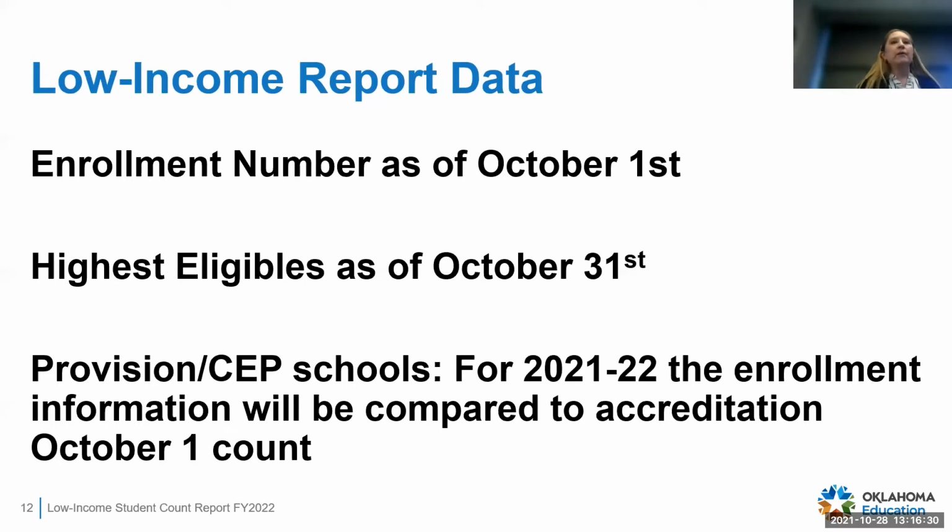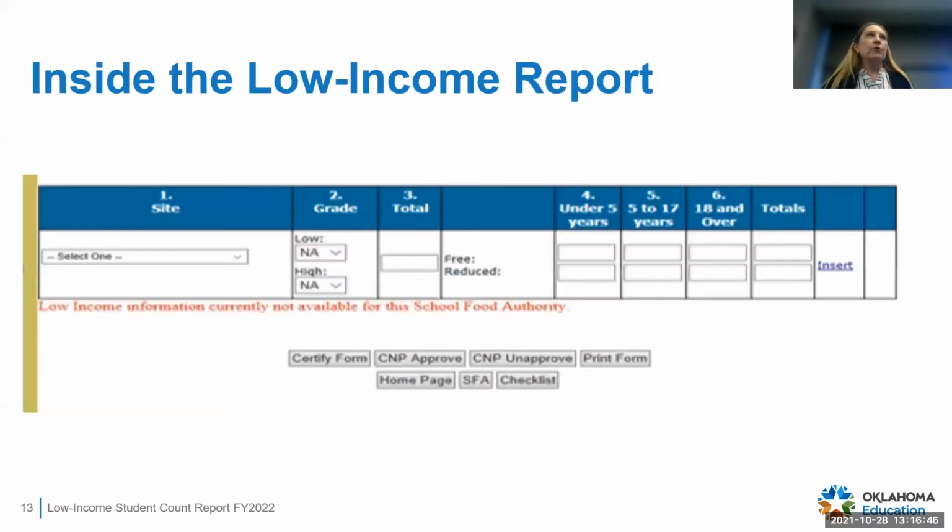And we will compare that, and you can't put in your low income report until we put those numbers in the system for you. And then you're going to go in and certify those numbers, and then you'll do your percentages for your low income report. And we've got some details in our presentation here in just a few. Inside the low income report, see how it kind of looks familiar or similar to our Schedule A. You're going to use the drop down and you'll select your site.